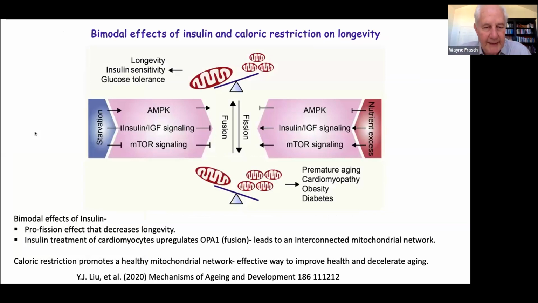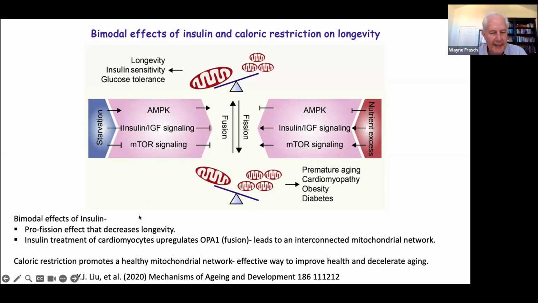So ultimately, this is a balancing effect where if fusion and fission are both required, if fusion dominates, it increases longevity and insulin sensitivity, glucose tolerance. And if you have fission that dominates, then you get premature aging, cardiomyopathy, obesity, diabetes. And this is promoted by starvation, whereas this is promoted by nutrient excess. You eat too much. So, one of the deadly sins.